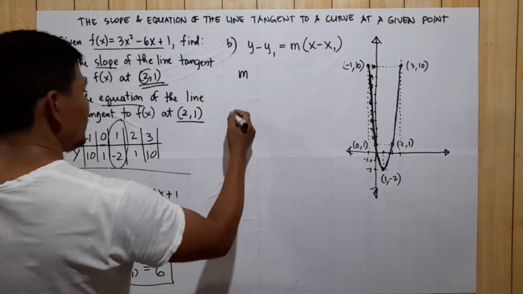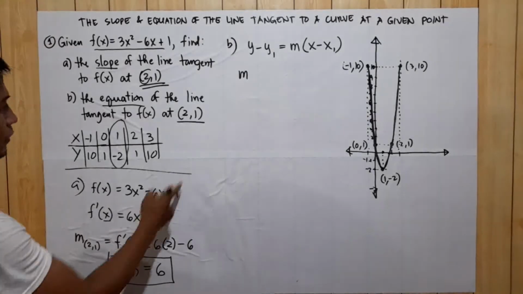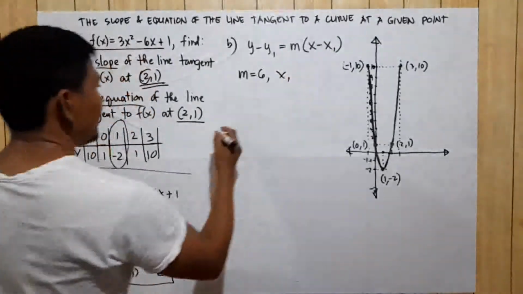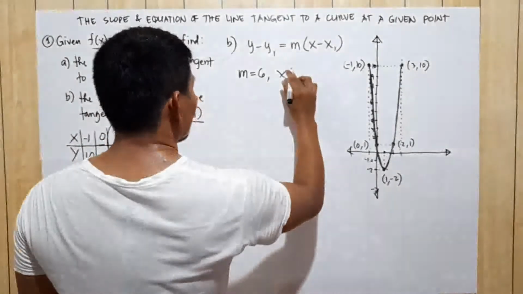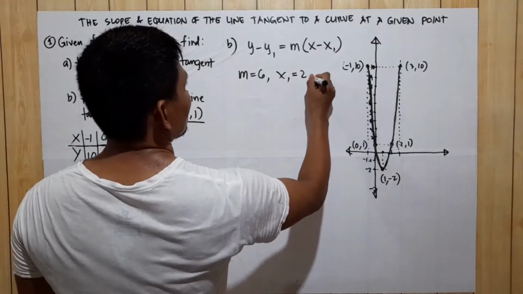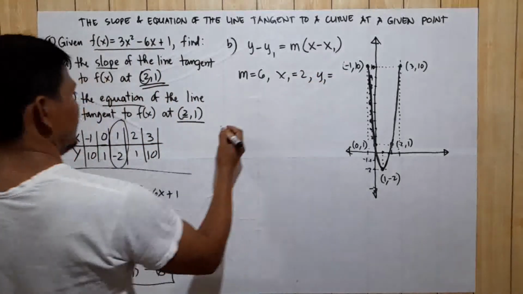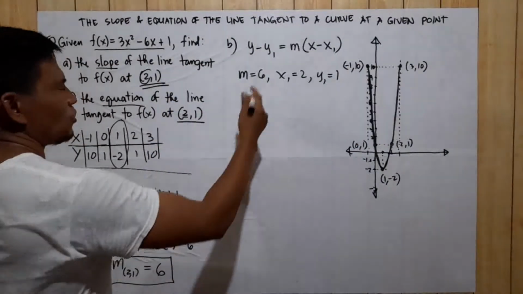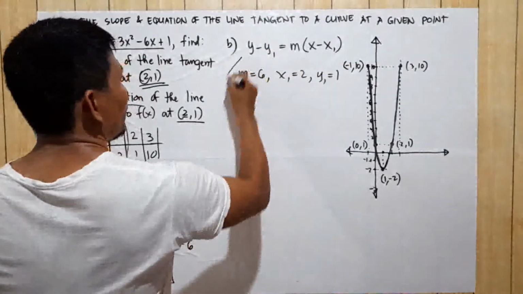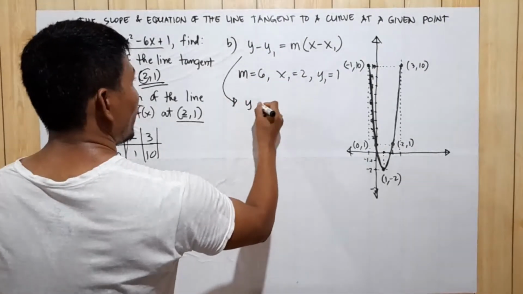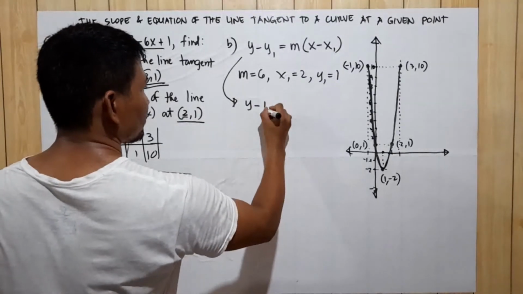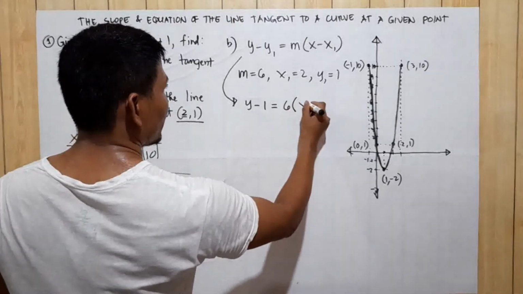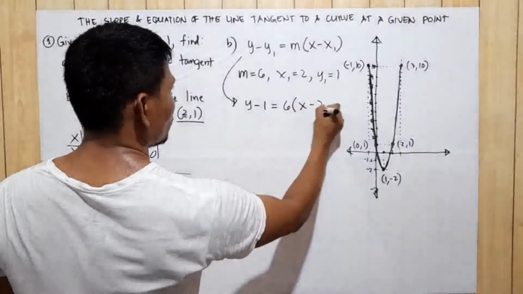Okay? Sa point na (2, 1), kasi nakuha na po natin kanina, yung slope at point (2, 1) is 6. Yung x1 po natin, kasi given siya as 2. Tapos y1 is given as 1. Okay, so substituting all these values sa ating point slope form of a line, we have y minus y1, which is 1, is equal to m, which is 6, times x minus x1, which is equal to 2.